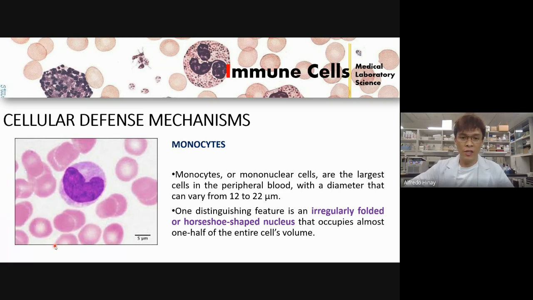Monocytes, or your mononuclear cells, are the largest cells in your peripheral blood, around 12 to 22 micrometers. One distinguishing feature is an irregularly folded or horseshoe-shaped nucleus. If you observe the picture, you can see the horseshoe nucleus. The NC ratio of your monocyte is 2:1. The nucleus should be larger relative to the cytoplasm.